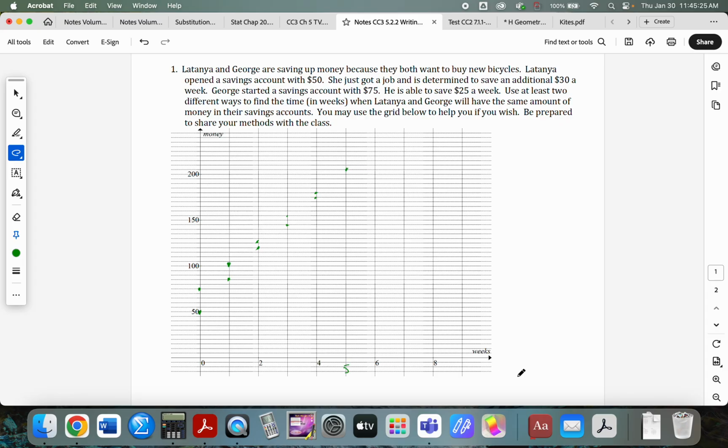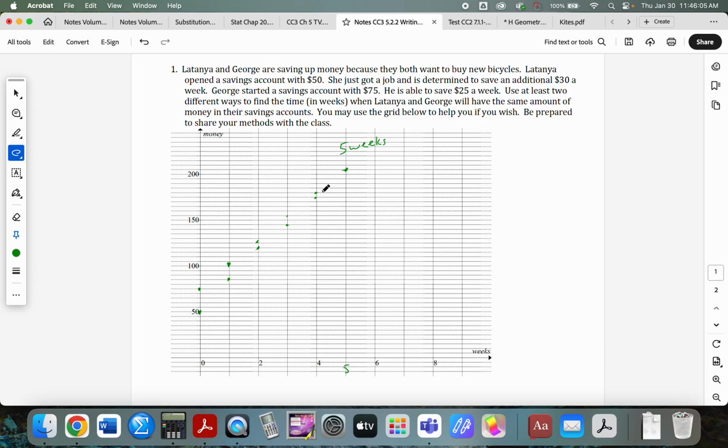Yep, that is one of the ways that we can do this. We could use a graph to help us figure out how these are getting closer and closer together. So the answer is here at 5 weeks. What does this y value tell us for this point? The amount of money that they both have at 5 weeks. All right? So graphing is one way that we could do this. What's another way that you might be able to do this? I can think of two others.